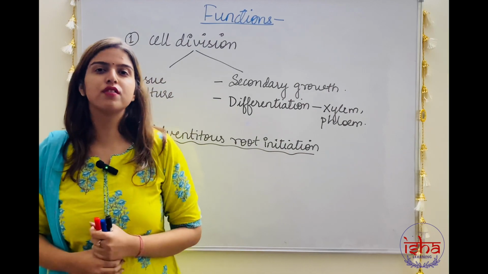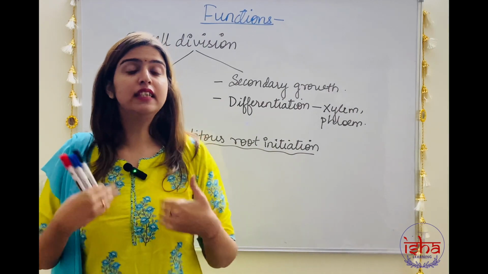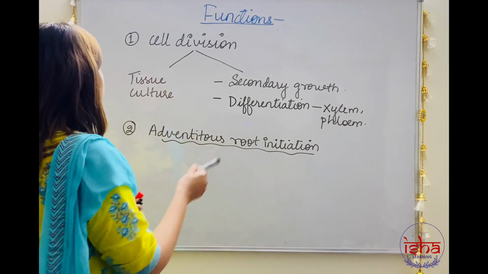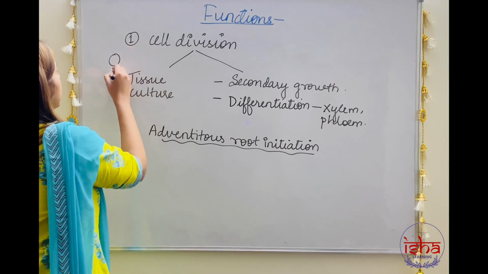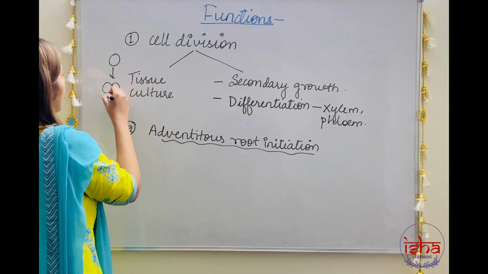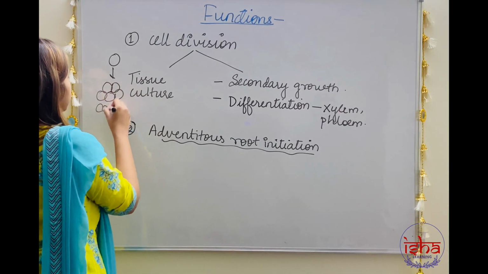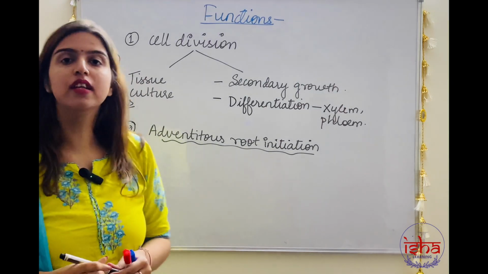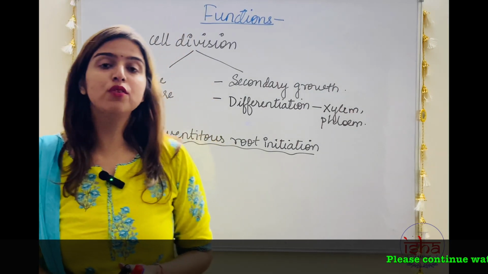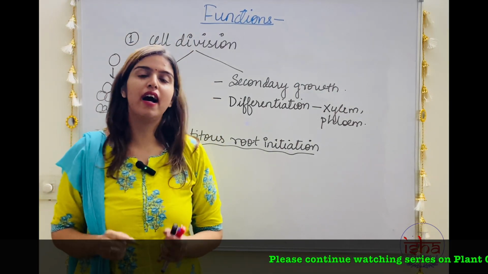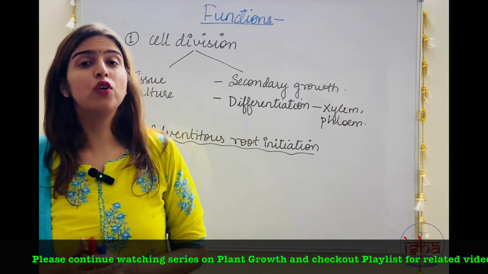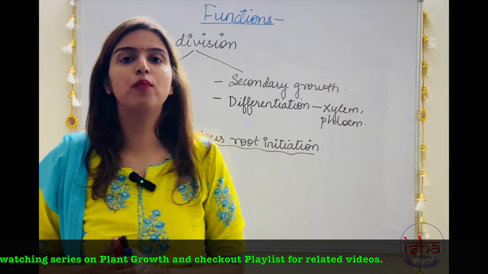What role does auxin play? Well, auxin increases the cell division rate so that the one cell that we took would rapidly divide to form a ball of cells that we know as callus. So, auxin helps in callus formation in tissue culture. If you want to know more about tissue culture, I have a video on that. Please check that out. Now, moving on to what auxin does inside the plant body.